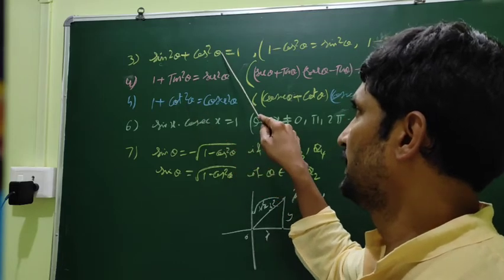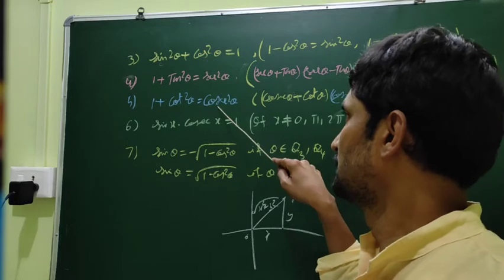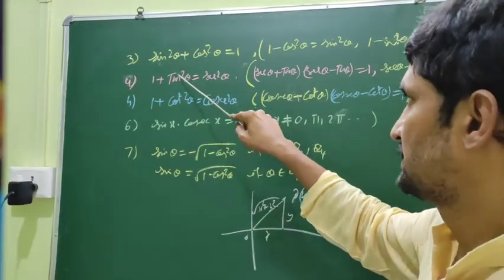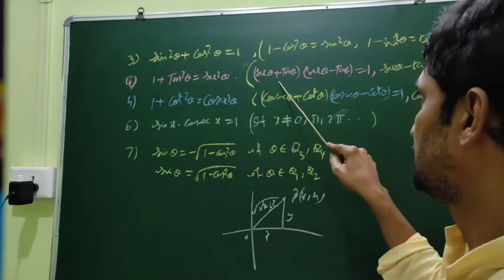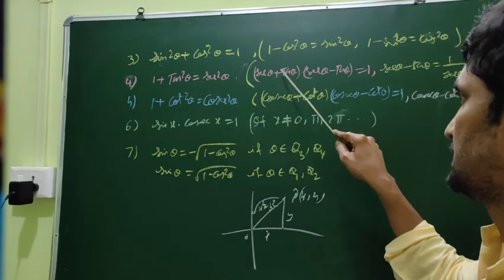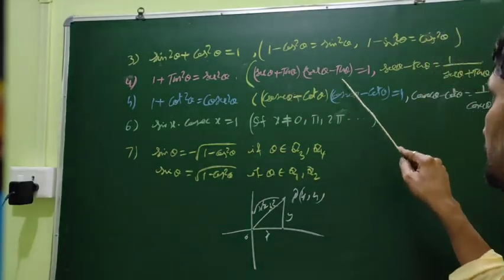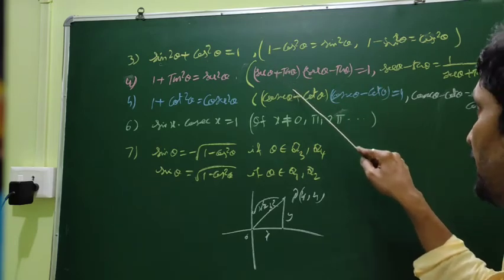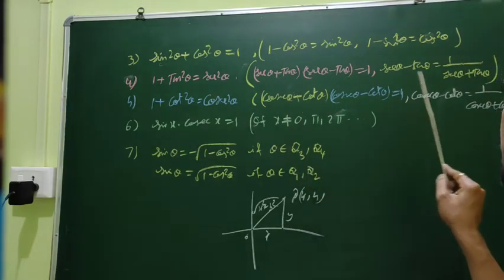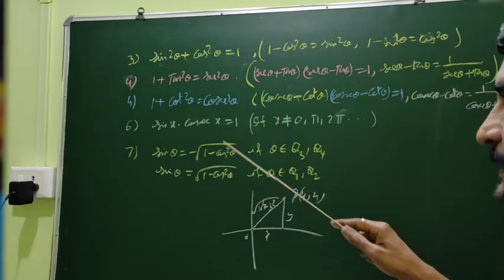For this, divide by sin square theta. Cos by sin is cot, so 1 plus cot square theta is cosec square theta. Now see, this is sec square theta minus tan square theta is equal to 1. So (sec plus tan)(sec minus tan), it is sec square minus tan square, is equal to 1. Then you write that sec minus tan is 1 by (sec theta plus tan theta). Similarly, cosecant theta also: cosecant minus cot is equal to 1 by (cosecant plus cot).